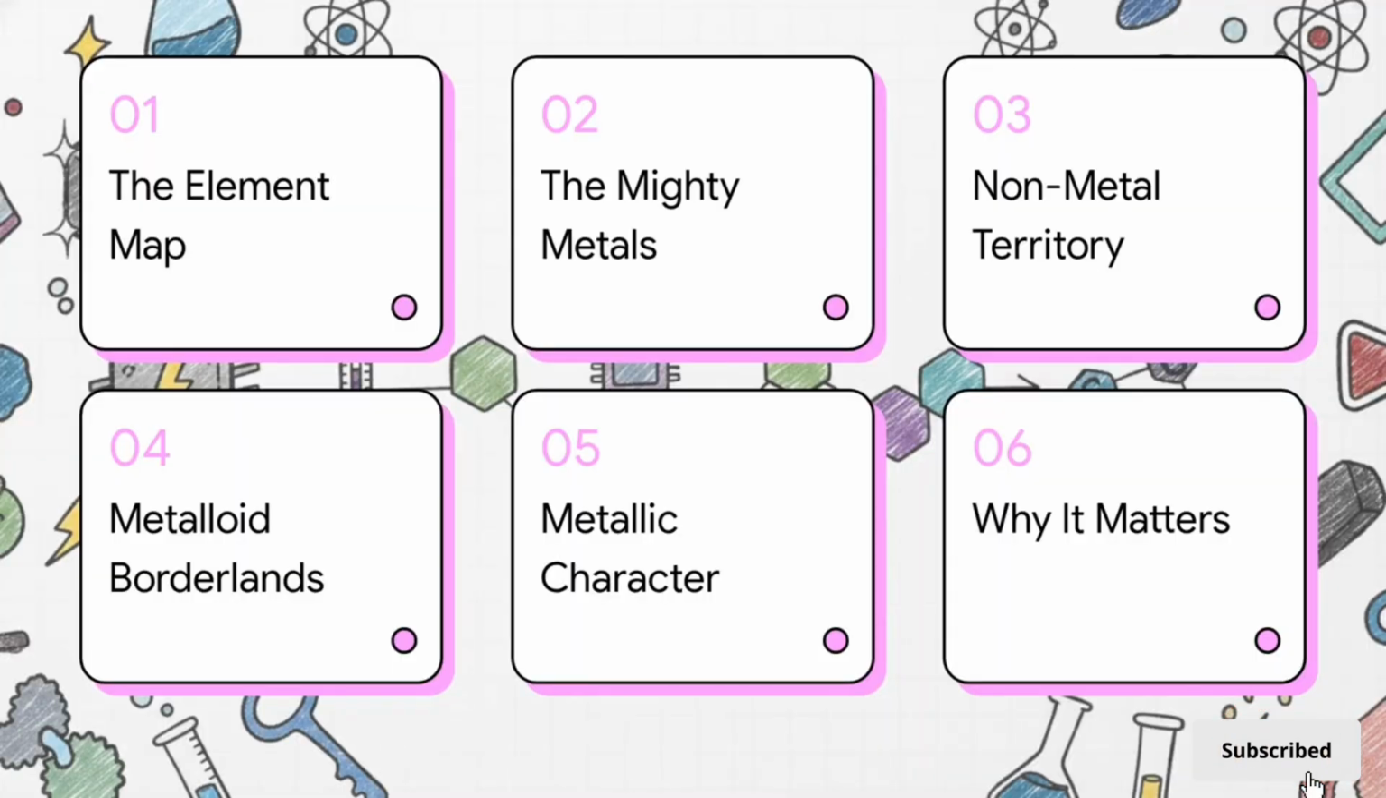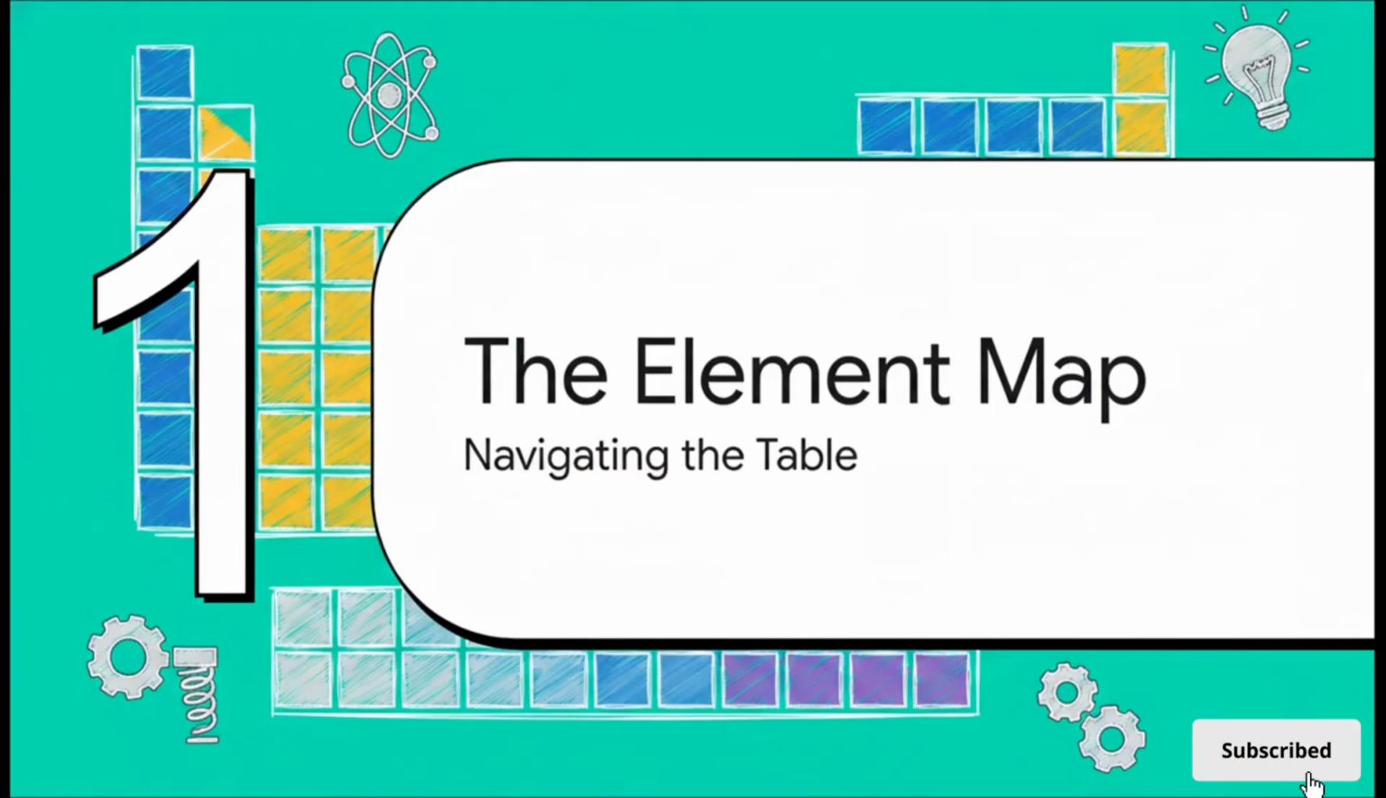So here is our travel itinerary for today. 1. The element map. 2. The mighty metals. 3. The non-metal territory. 4. The metalloid borderlands. 5. Trends in metallic character. And finally, 6. Why this classification matters. Let's kick things off with part 1, the element map, navigating the periodic table.